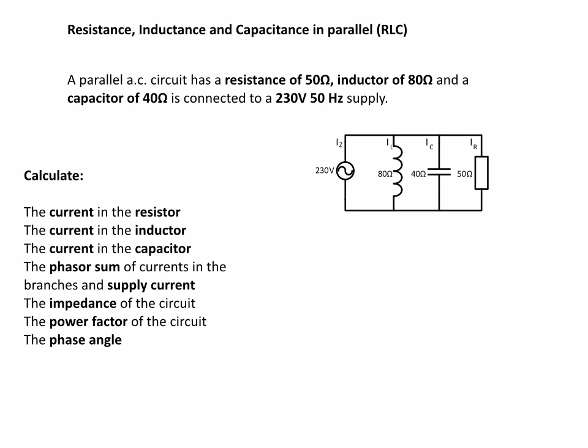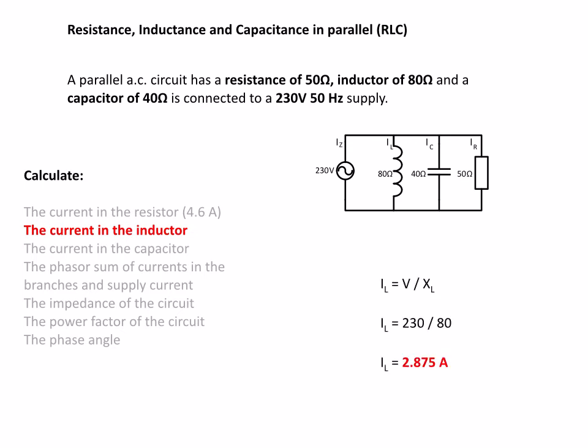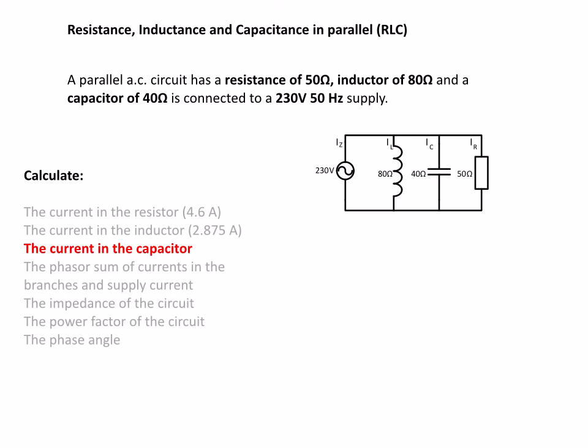If we have all three in circuit, like the series circuit, the inductor and the capacitor are going to be working against each other. So we work out the current in the resistor again. V over R gives me 4.6 amps. Current in the inductor, V over XL, nearly 3 amps. Current in the capacitor, V over XC, 5.75 amps.